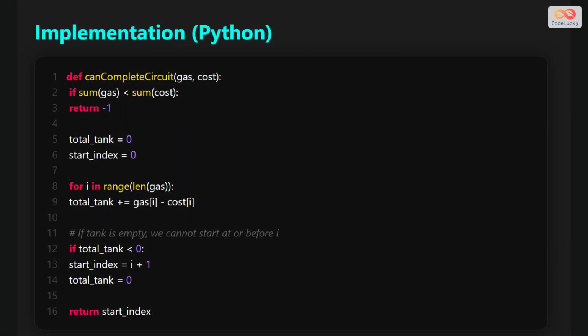Here is the Python code. First, we check if the sum of gas is less than the sum of cost. Then, we iterate through the array. We add the difference between gas and cost to our total tank. If the tank drops below 0, we know the current path is invalid. We reset the start index to i plus 1 and reset the tank to 0. Finally, we return the start index.